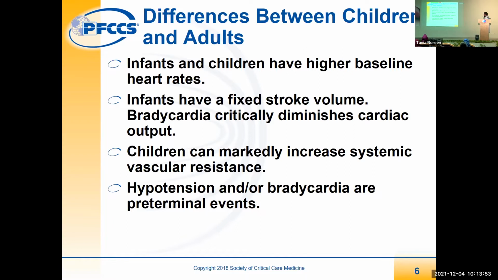Children can markedly increase the systemic vascular resistance. That is why I already mentioned that they have cold peripheries. So a lot of the blood that is going to the non-vital organs is shifted to the vital organs in emergency situations. Hypotension or bradycardia are pre-terminal events. So it is a pre-arrest situation if the patient is in bradycardia or is in a hypotensive state.